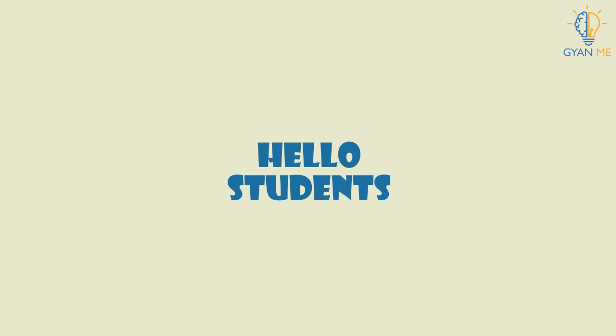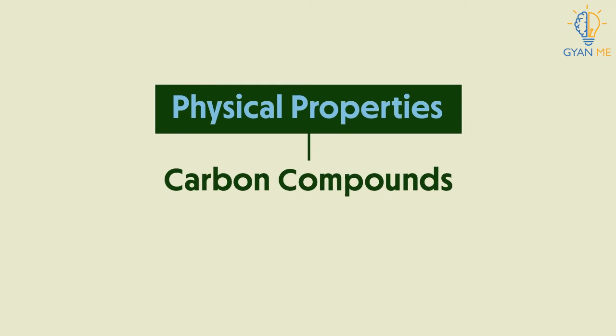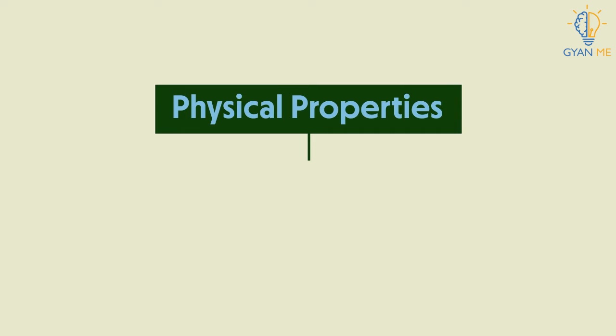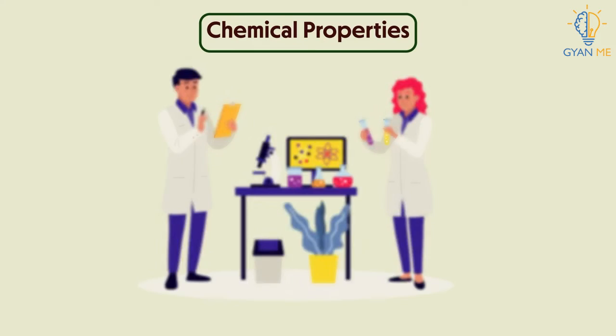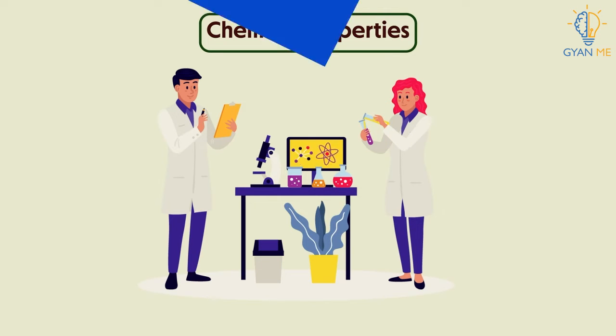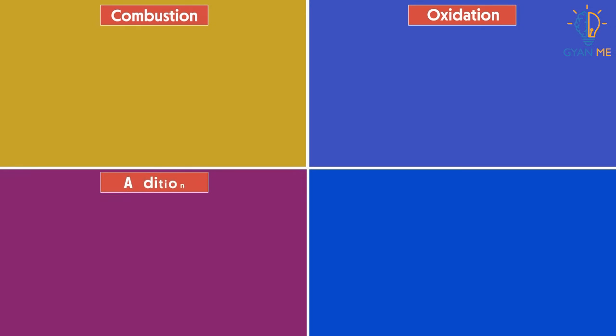Hello students, we have already studied about physical properties of carbon compounds. Let us now study the various chemical properties of carbon compounds, in which we will know what kind of chemical reactions they take part in. They mainly give four types of chemical reactions, which are combustion, oxidation, addition, and displacement reactions.